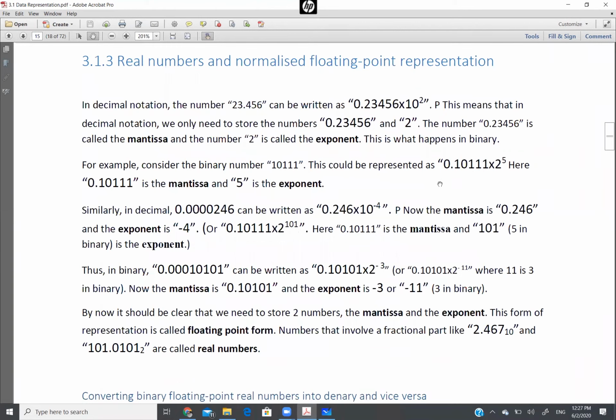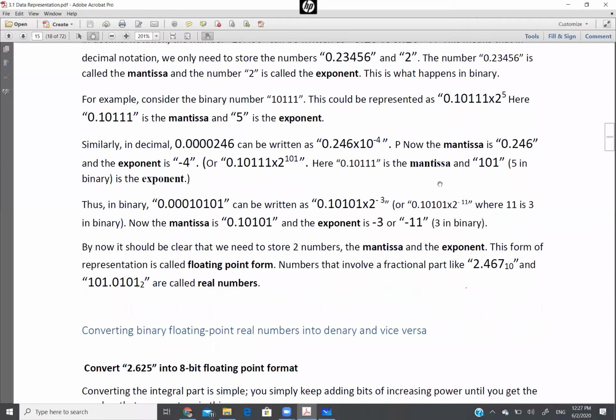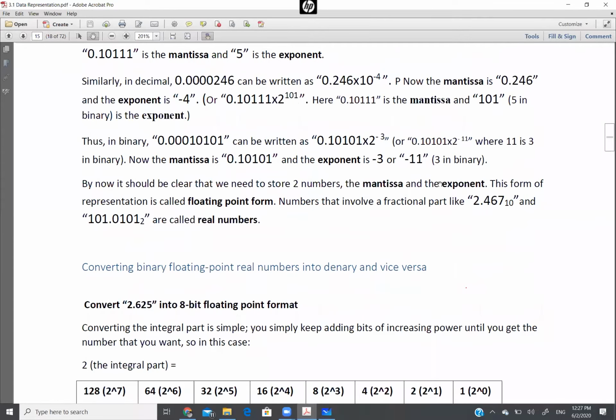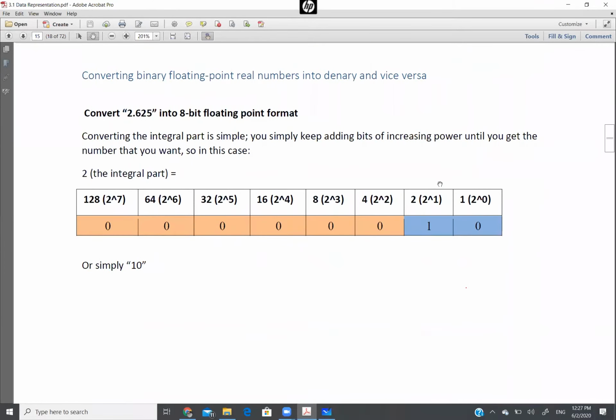If you will be revising the whole lecture, you can also revise through the notes, where some examples are given, similar to what I was telling you. So how you can represent a number like 2.6 or 0.25. So that's the thing.